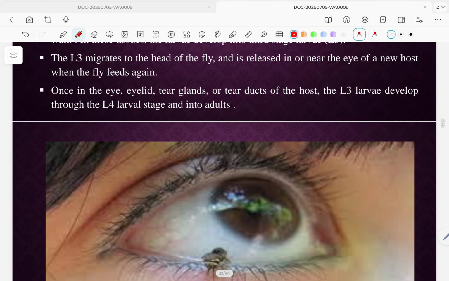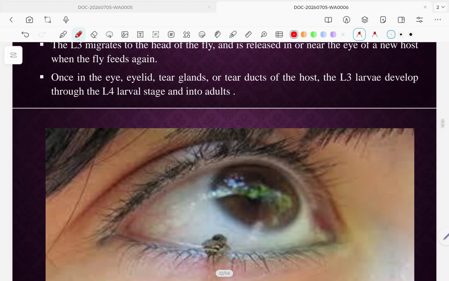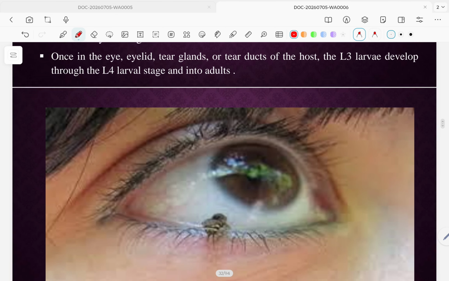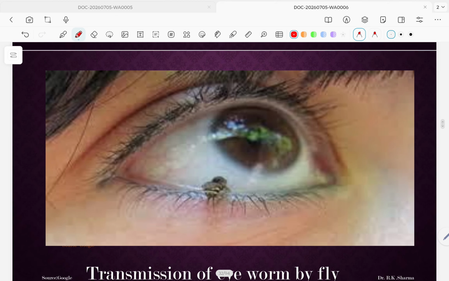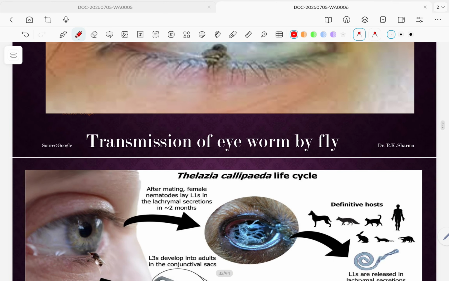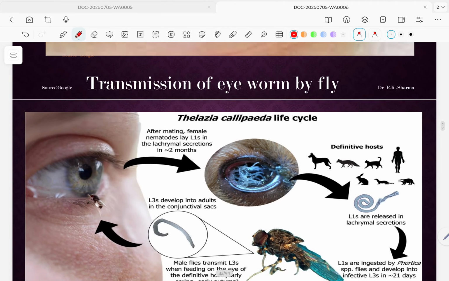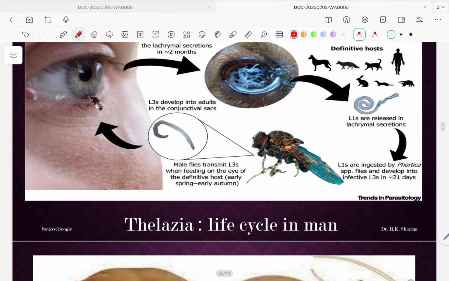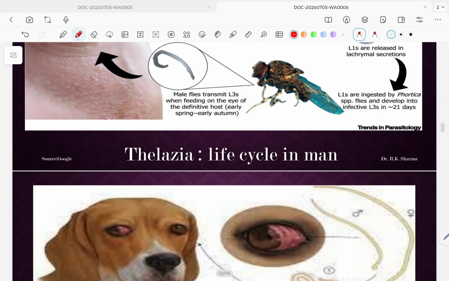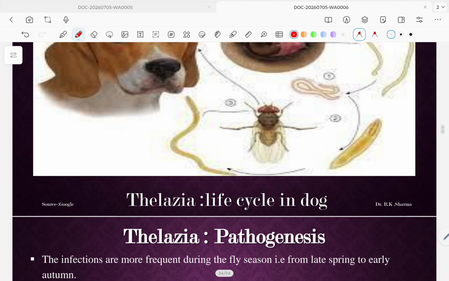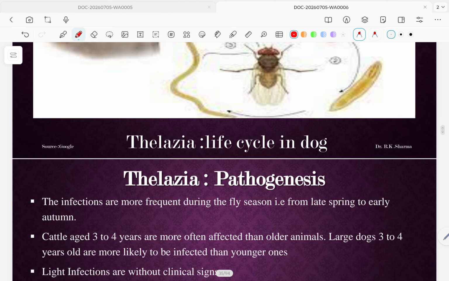Once in the eye, eyelid, tear gland or tear duct of the host, the L3 larvae develop through the L4 larva stage and into adults. Transmission of eye worm by fly. Thelazia californiensis life cycle. Thelazia life cycle in man. Thelazia life cycle in dog.